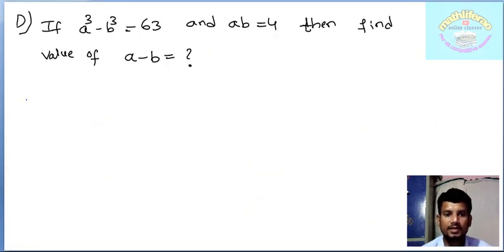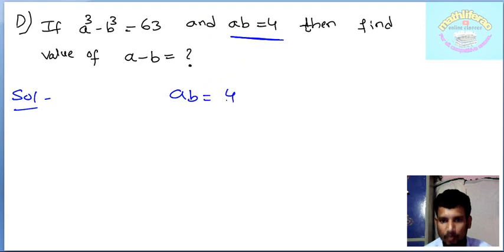So your next question is, if a cube minus b cube equals 63 and ab value is 4. So a into b value is 4. 4 has factors: 1 fours, or 4 ones, or 2 twos.